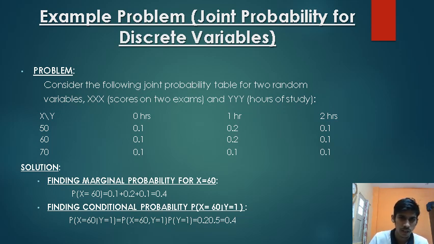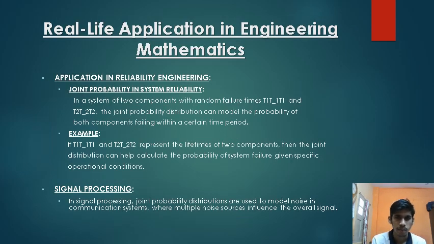Solution: finding the marginal probability for X equal to 60. This is its question, and this is its solution. Finding the conditional probability P(X equal to 60 given Y equal to 1). This is its formula. Okay, let's proceed to the next slide. Real life applications in engineering mathematics. Applications in reliability engineering. Joint probability in system reliability.